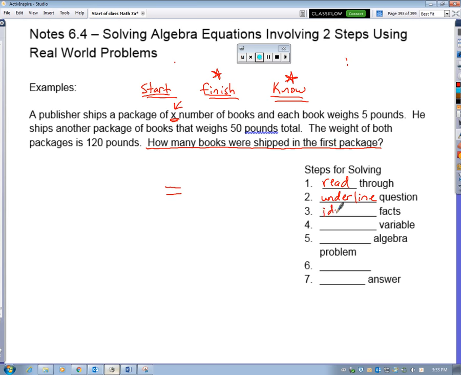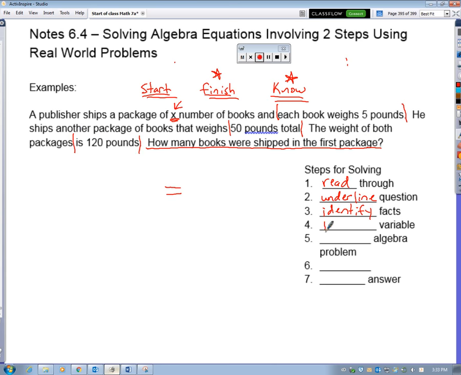Identify your facts. Go through here and get all the numbers that we need. We know that in the first package, each book weighs 5 pounds. We know that the second package, the whole entire package of books, weighs 50 pounds. And we know the weight of both packages altogether is 120 pounds.